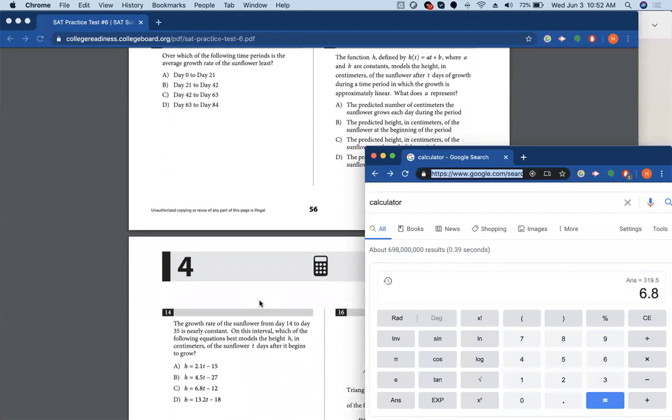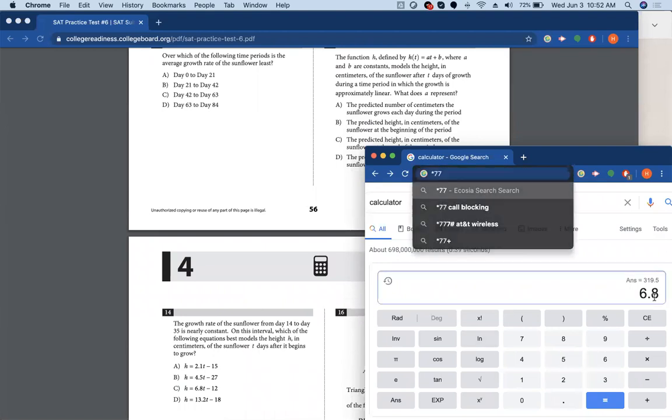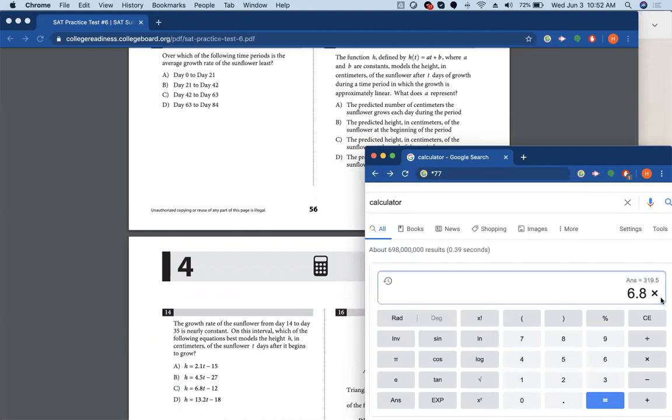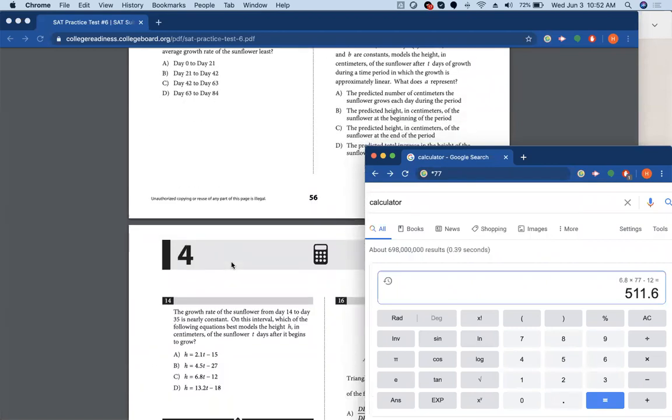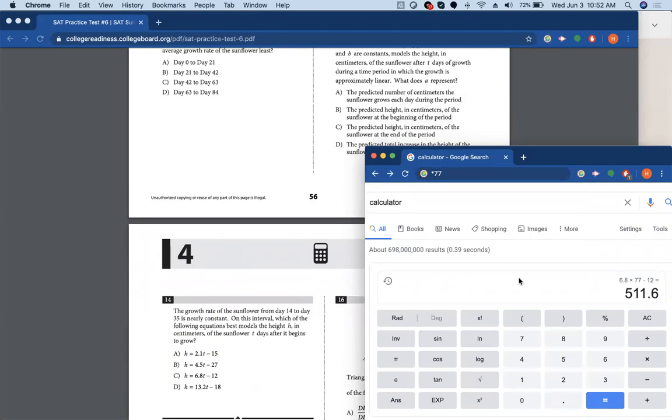6.8 times 77. Oh my god, are we just going higher? Something seems wrong. Did I make a mistake, guys? 77 minus 12. We're just going higher. 13.2 will definitely not make it. Let's try 4.5 again, times 77 minus 27.